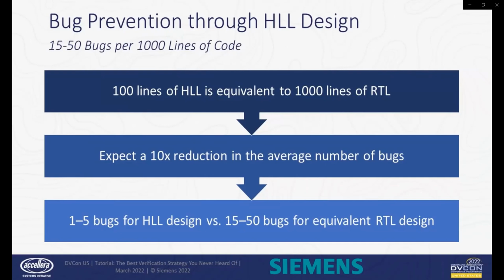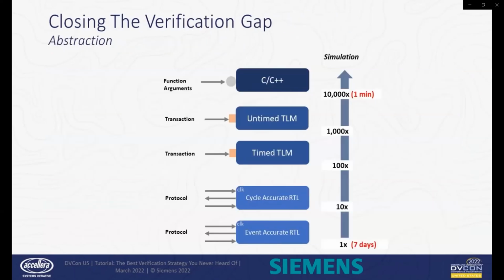For example, in some cases, 100 lines of a high-level language is equivalent to 1,000 lines of RTL. With this reduction in the number of lines of code, we should also expect a 10x reduction in the average number of bugs. For example, we would expect 1 to 5 bugs for the high-level language design versus 15 to 50 bugs for the equivalent RTL design. Now, an important point is not only are we reducing the bug density by moving to a high-level language, but we're also speeding up simulation through abstraction. Yet not all design blocks lend themselves to high-level synthesis.